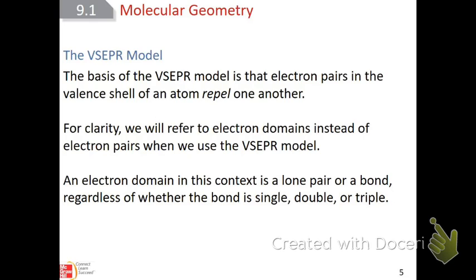That means whether they're an unshared pair or whether they're bonded to something else, whether that bond is a single, double, or triple bond. If they're bonded to something else, that's one single domain. If it's an unshared pair, that is another domain. So we're going to see what that means. Let's watch and see what that means.